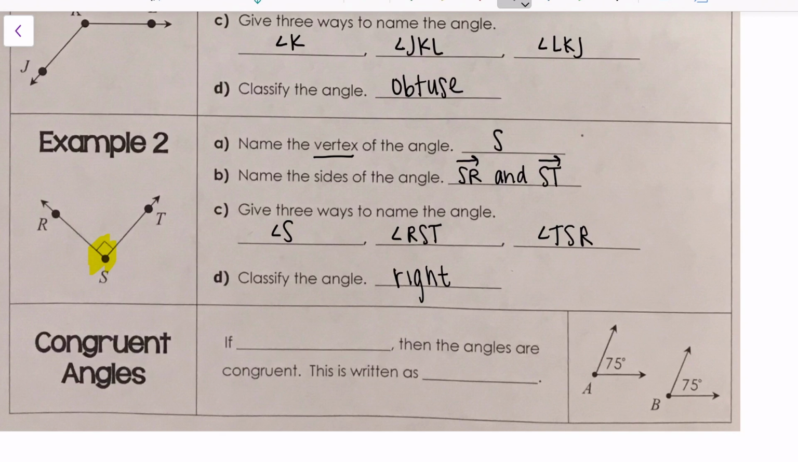Now let's talk about congruent angles really quick. If the measurement of angle A equals the measurement of angle B, which we see over here, they both are 75 degrees, then the two angles are congruent. They are the same. So we write this as angle A is congruent to angle B.